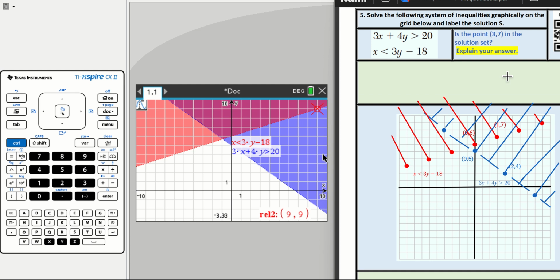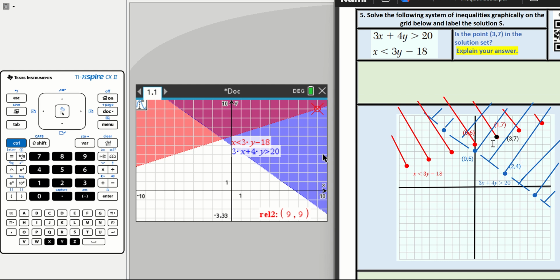Is the point 3, 7 in the solution set? So it goes x, y, right? So 3 is x: 1, 2, 3. Now up 7: 1, 2, 3, 4, 5, 6, 7. And it's right here, 3, 7. So I marked and labeled that spot.